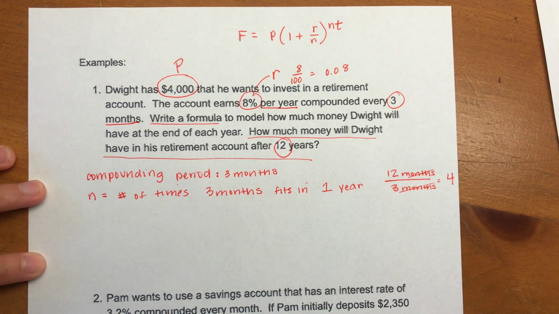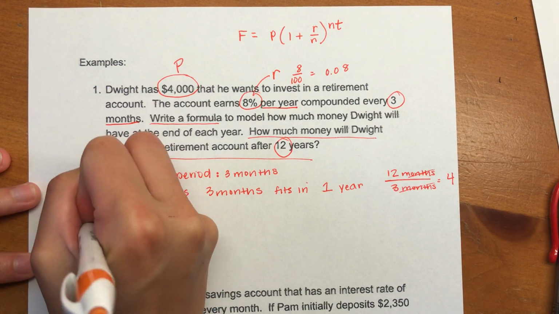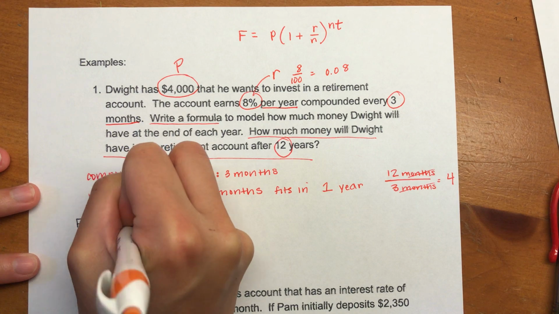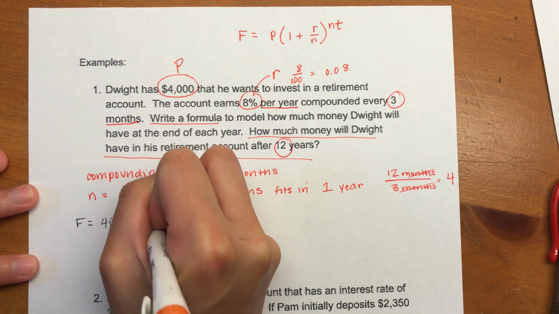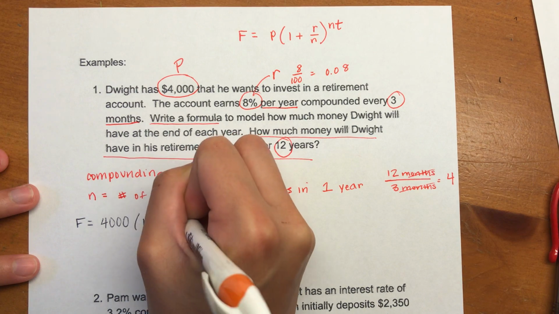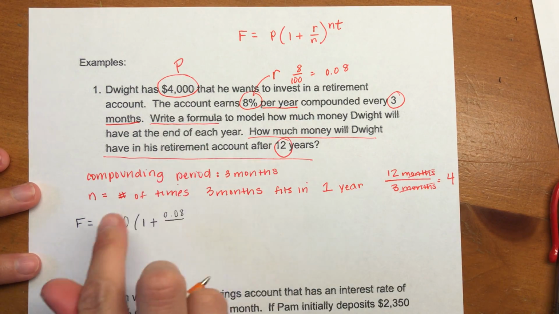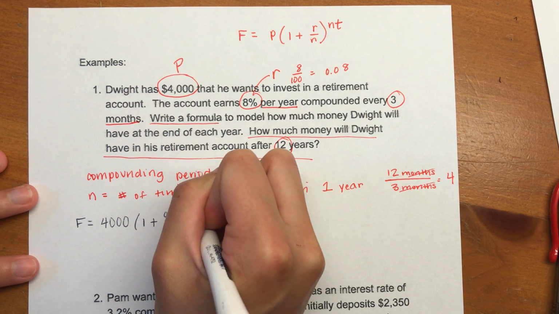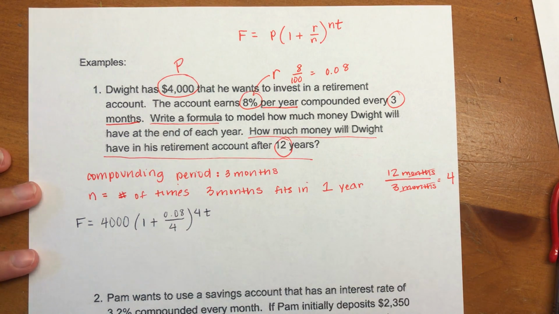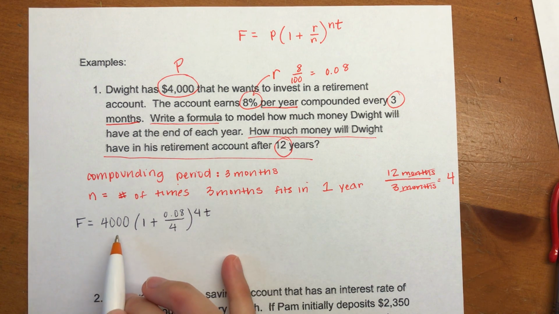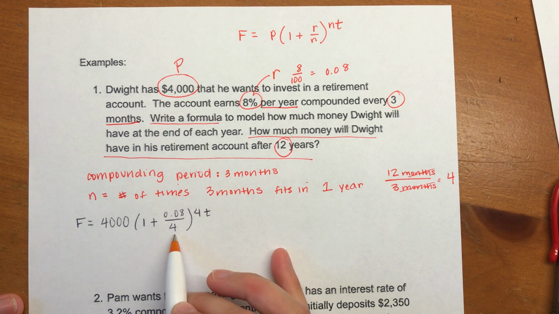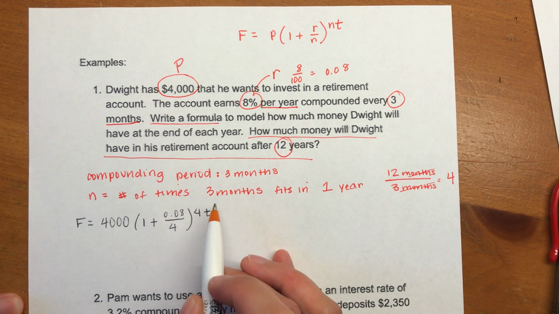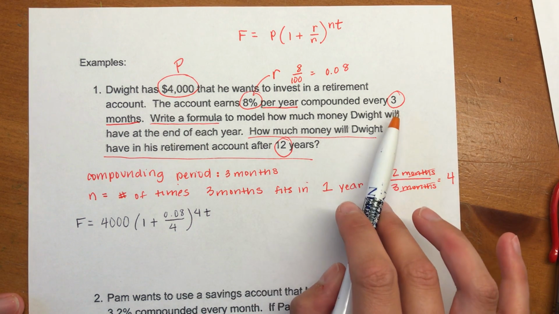So let's write our formula. F equals my p-value, we knew was 4,000, times 1 plus r, which was 0.08, over n. My n value we said is 4, all to the 4, which is my n value, times t. Okay? So this is my formula. I've got my initial value, my percent rate, and my n, which is the number of times the compounding period will go into a year.